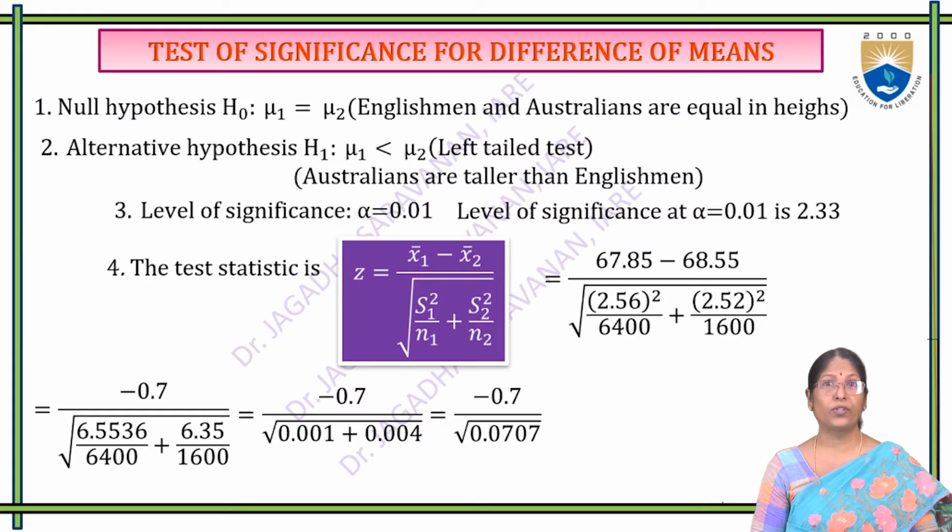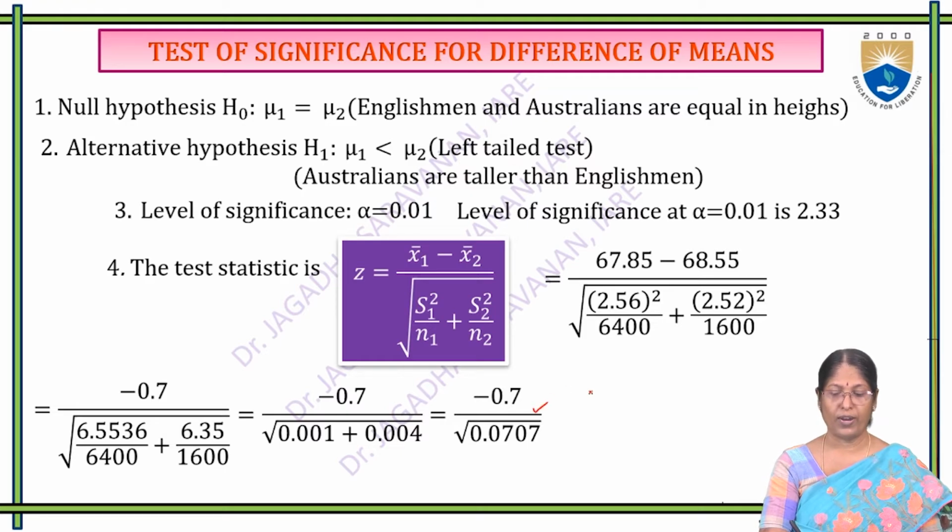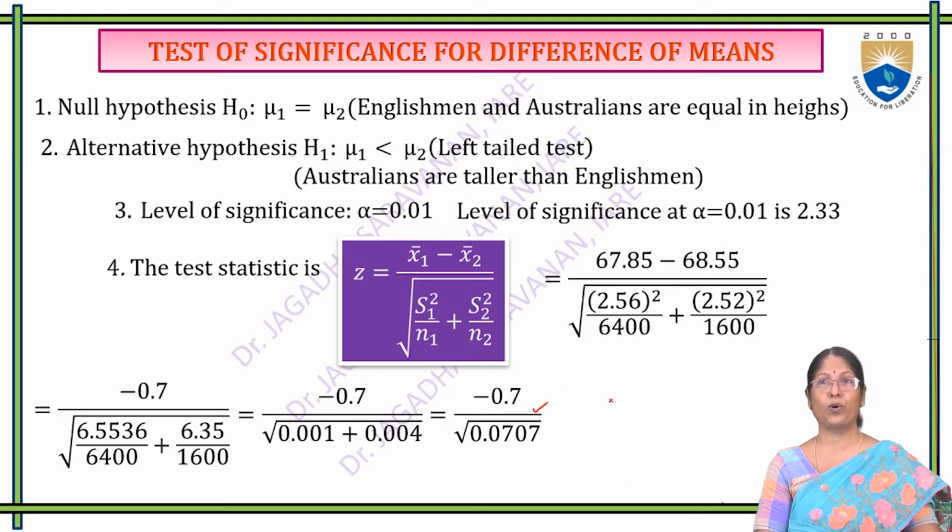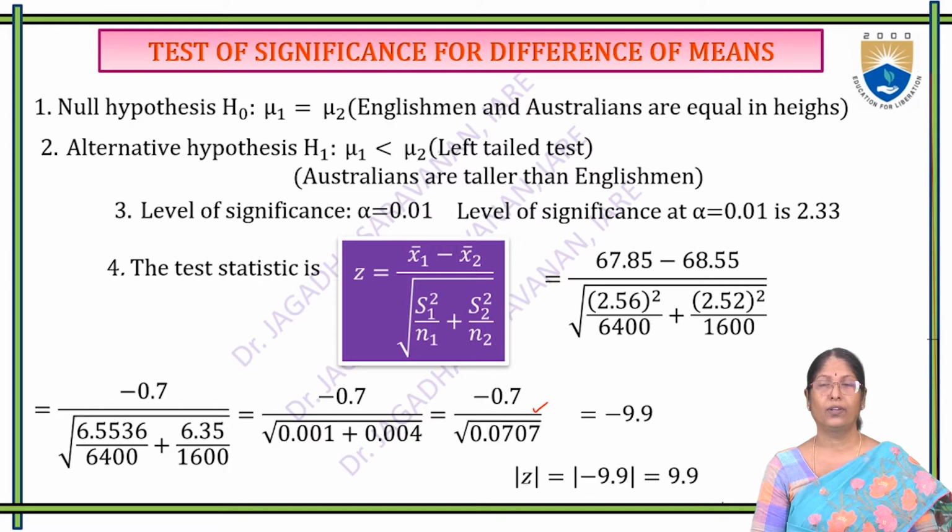So minus 0.7 divided by the square root of 0.001 plus 0.004. So the final fraction we obtain is minus 0.7 divided by the square root of 0.0707. So minus 9.9. That is, the modulus of z is 9.9.